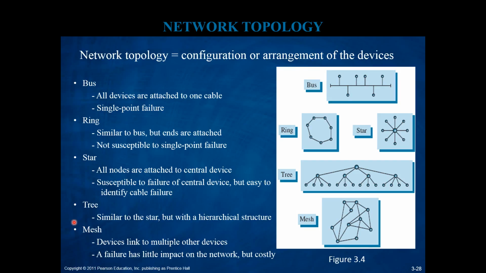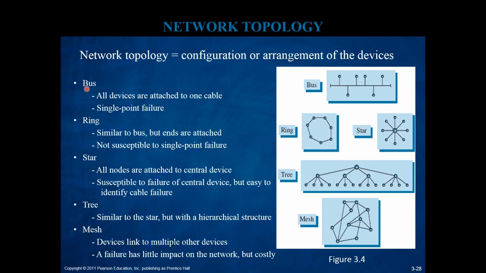In this part we will talk about different types of network topologies and also different types of networks in general, different ways of connecting devices together as a part of a network. Now, a network topology is a configuration or arrangement of the devices that are part of one single network, and there are several ways to arrange those devices.